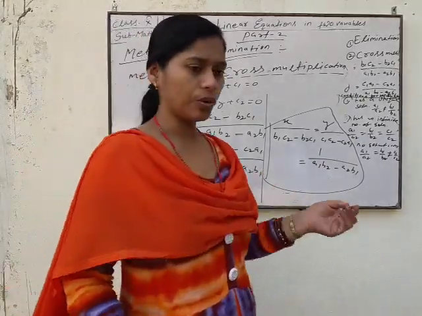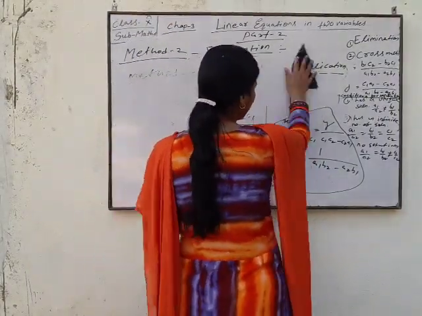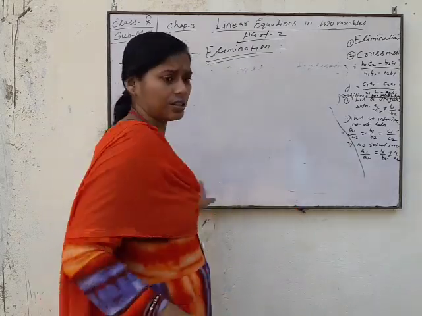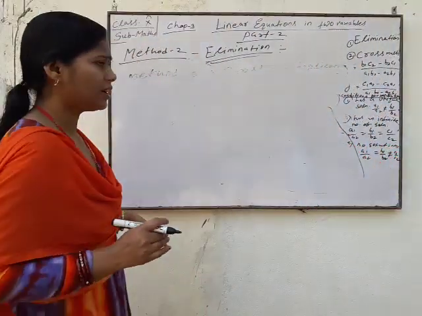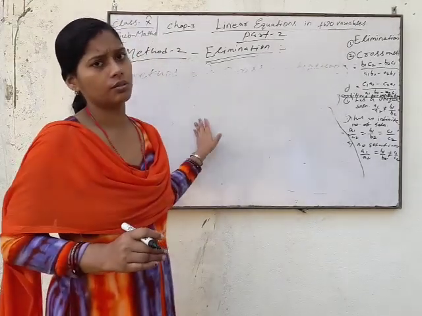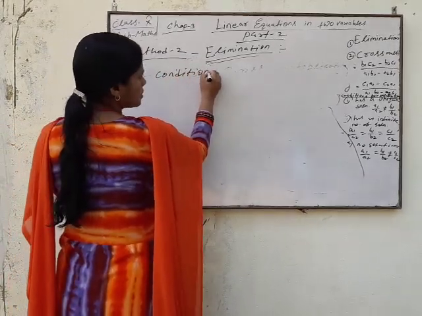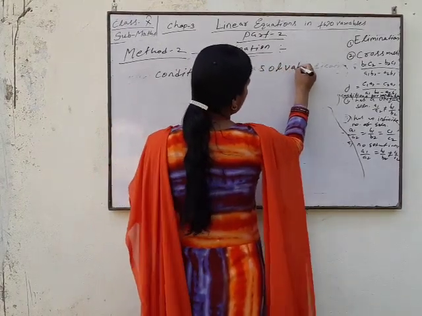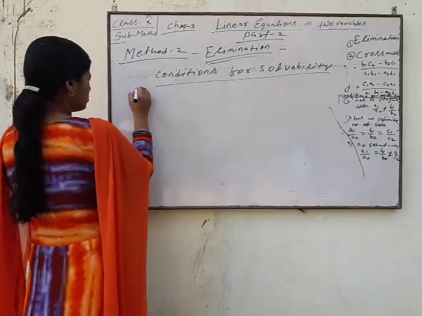So only one point is left, and that is the condition for solvability of simultaneous linear equations. Just like the graphical method. In the graphical method, there were three cases: one is one solution, second is infinitely many solutions, third is no solution. The same way, for the conditions for solvability, there are three cases.